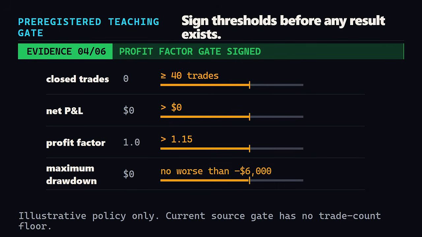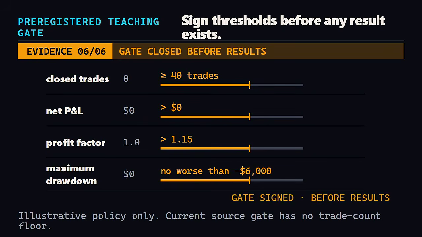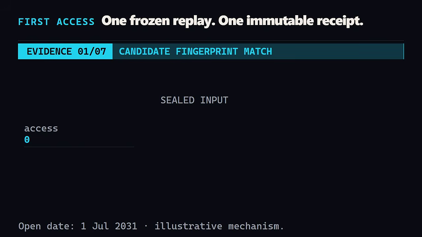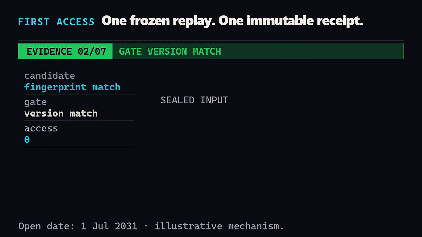On July 1st, 2031, the ledger still shows 0 accesses. An operator verifies the freeze fingerprint and gate version, then opens the sealed bars once. One replay runs with the frozen costs and rules. The seal breaks, access count moves to 1, and an immutable receipt records the input fingerprint, start time, finish time, and exact output. No second attempt chooses the official result.